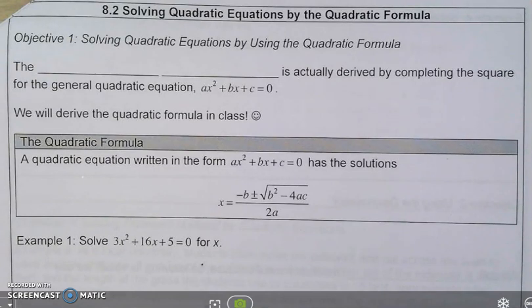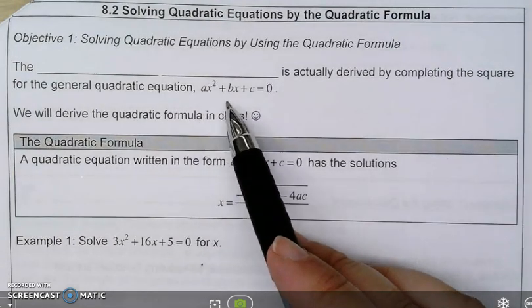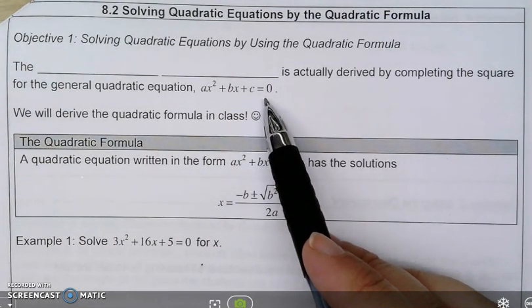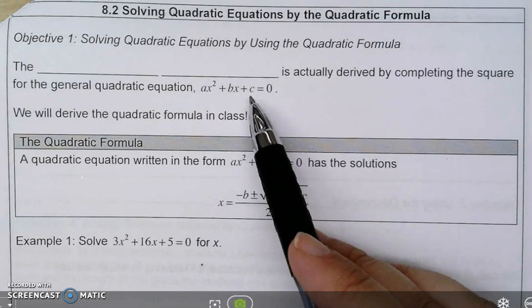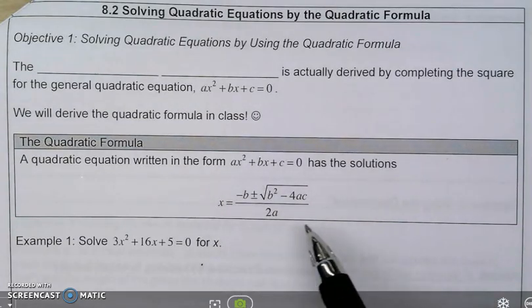The last thing I want to cover in this video is the quadratic formula, and I'm going to show you 1 or 2 examples on how to use it. So the quadratic formula is a way that we can solve quadratic equations without having to use the square root property or completing the square. And the way we come about this is by actually completing the square on a general equation. So the equation in standard form here, and we leave it with all the variables, complete the square, and then we come up with this formula.